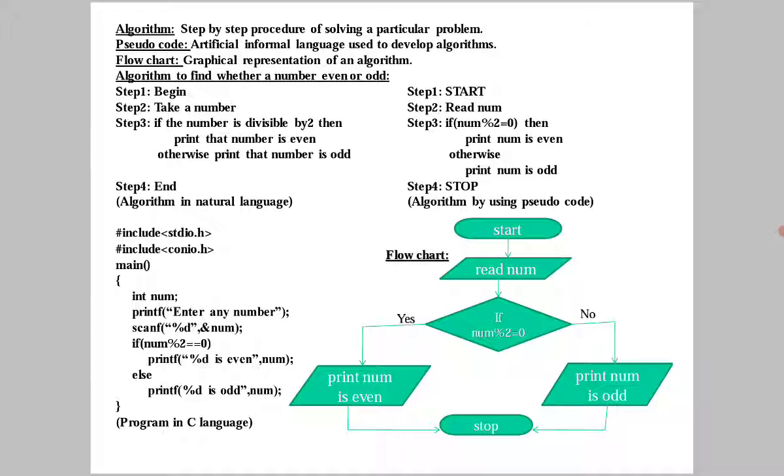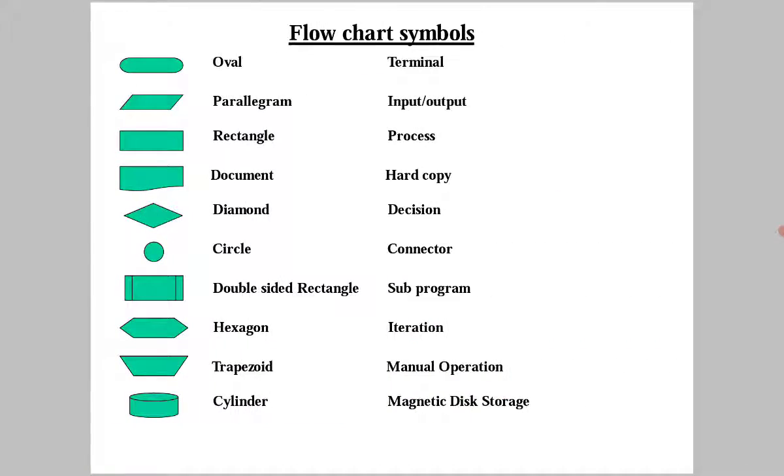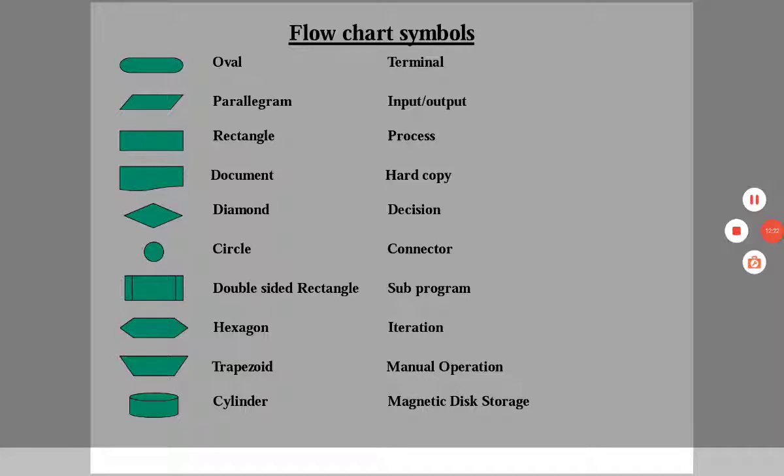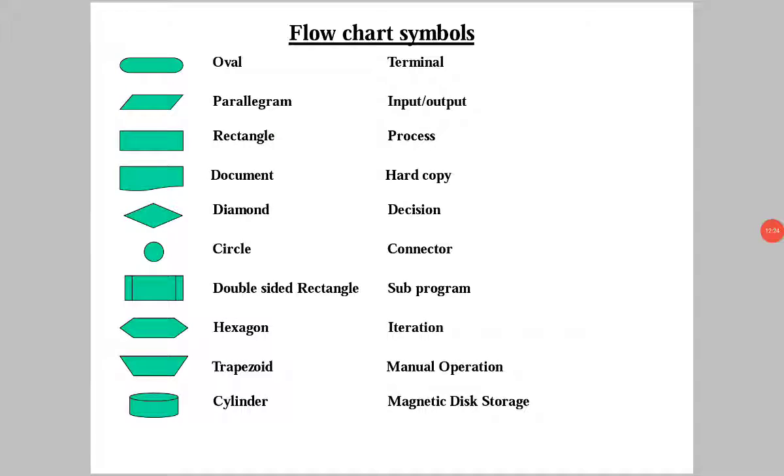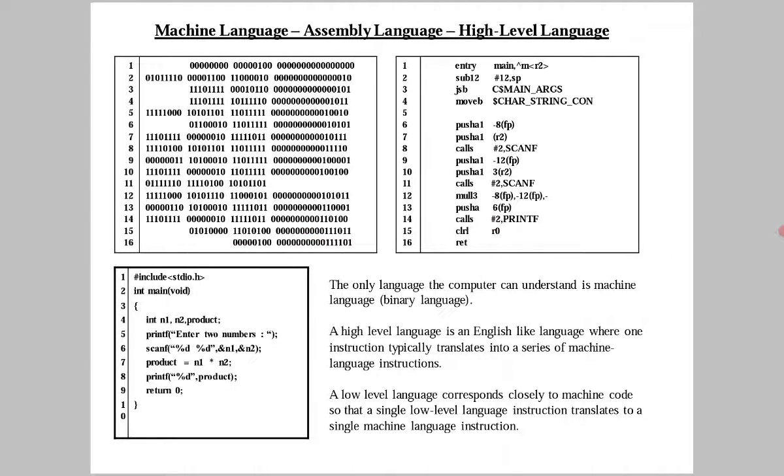So the first step is to write an algorithm, and the second step is to draw a flowchart. These are the different symbols used to draw or depict a flowchart.